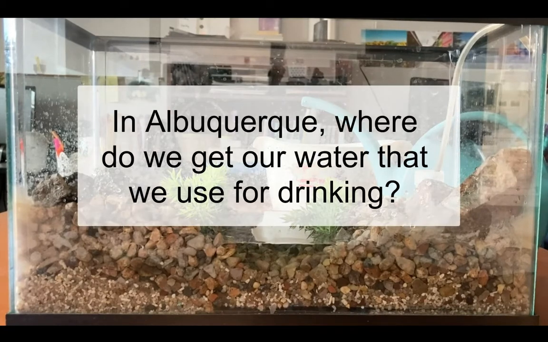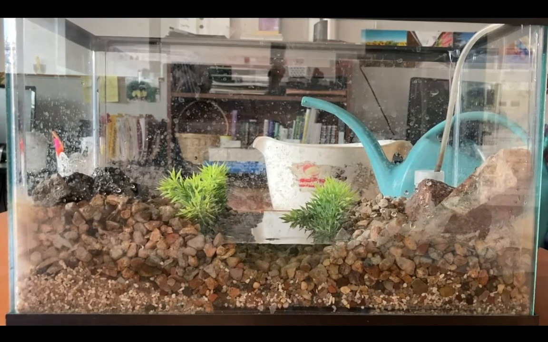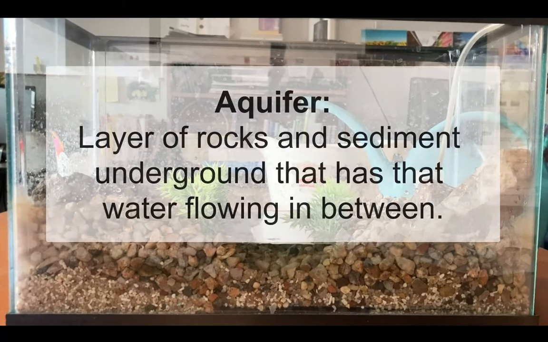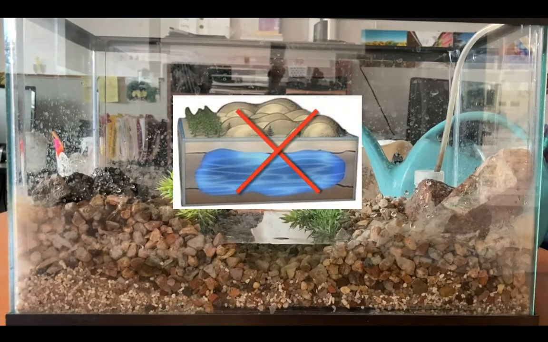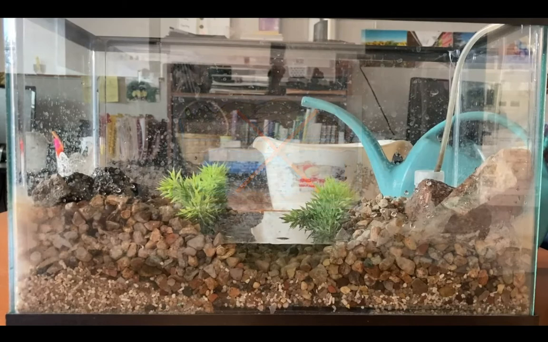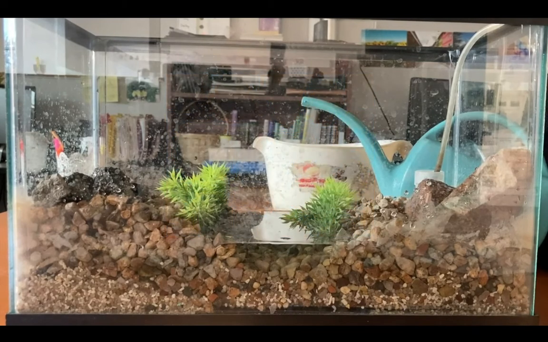So in Albuquerque, where do we get our water that we use for drinking? The answer to that is actually both our groundwater and our surface water. The place that we get our groundwater is called the aquifer, and that is the layer of rocks and sediment underground that has water flowing in between it. A lot of people think that an aquifer is just like a big bubble of water underground, but it actually is lots of rocks, lots of sand, and different sediment that the water is moving through.